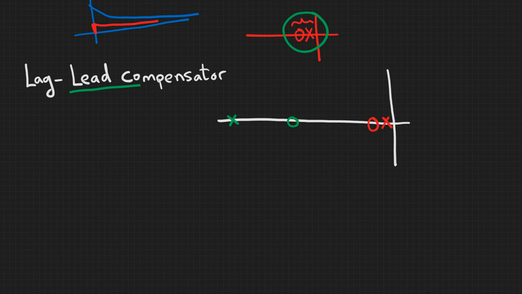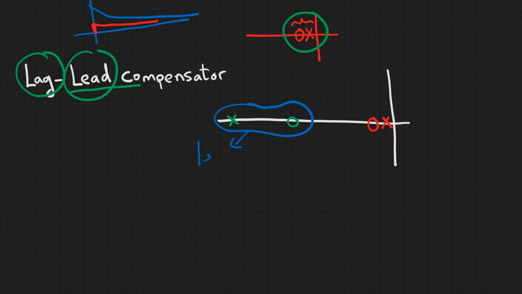So as we said earlier, the lag compensator has some advantages and disadvantages. The lead has some advantages and disadvantages. So what if we can use both? And this is what's called the lag-lead compensator, or the lead-lag compensator. In this case, we will combine both compensators at the same time.